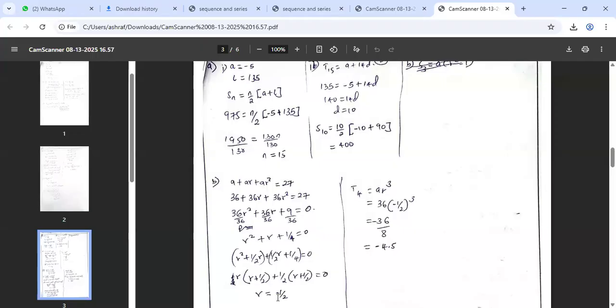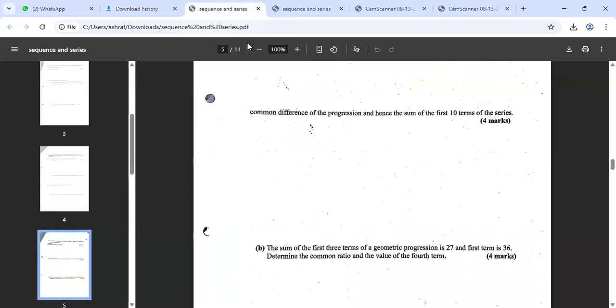Then once you get your R as -1/2, you're told to get the fourth term. So the fourth term is AR cubed. Our A is 36, R is -1/2, then you cube it. If you work out, you get your T4 as -4.5. Yes. Okay. Any other question? Any other question?